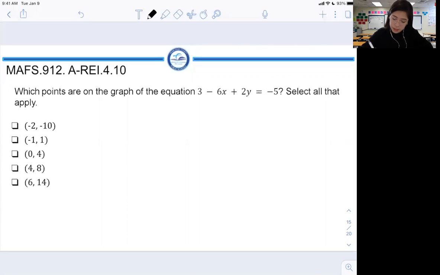So for example, let's plug in -2 and -10. So I would write 3 minus 6. What am I plugging in for x? -2. And for y? -10. Okay, now I multiply, I subtract, and what do I want to happen?